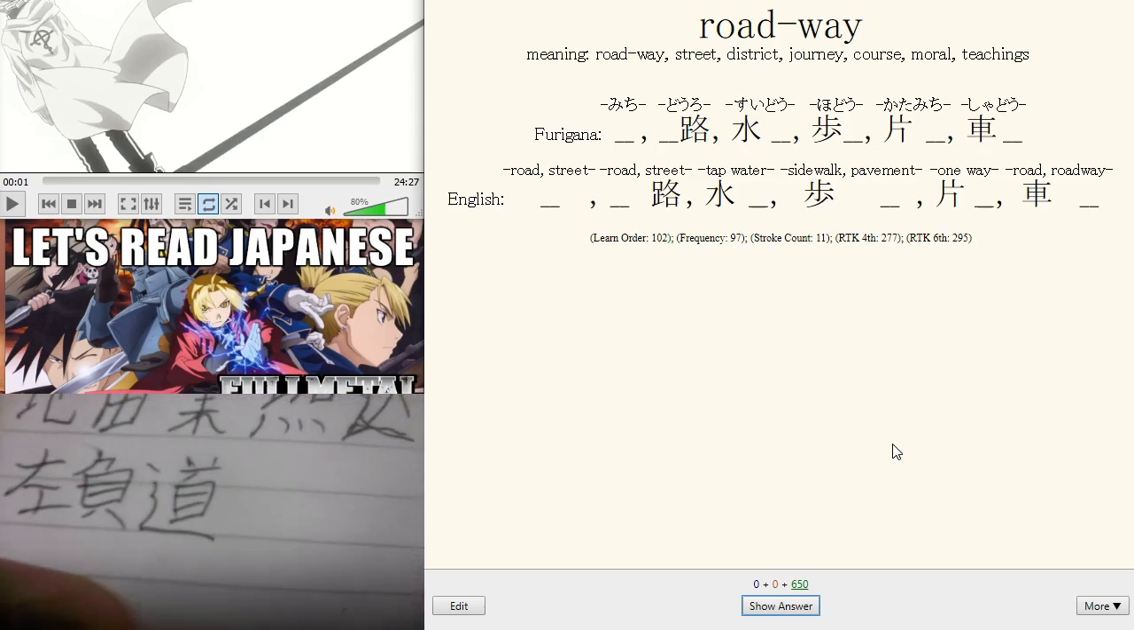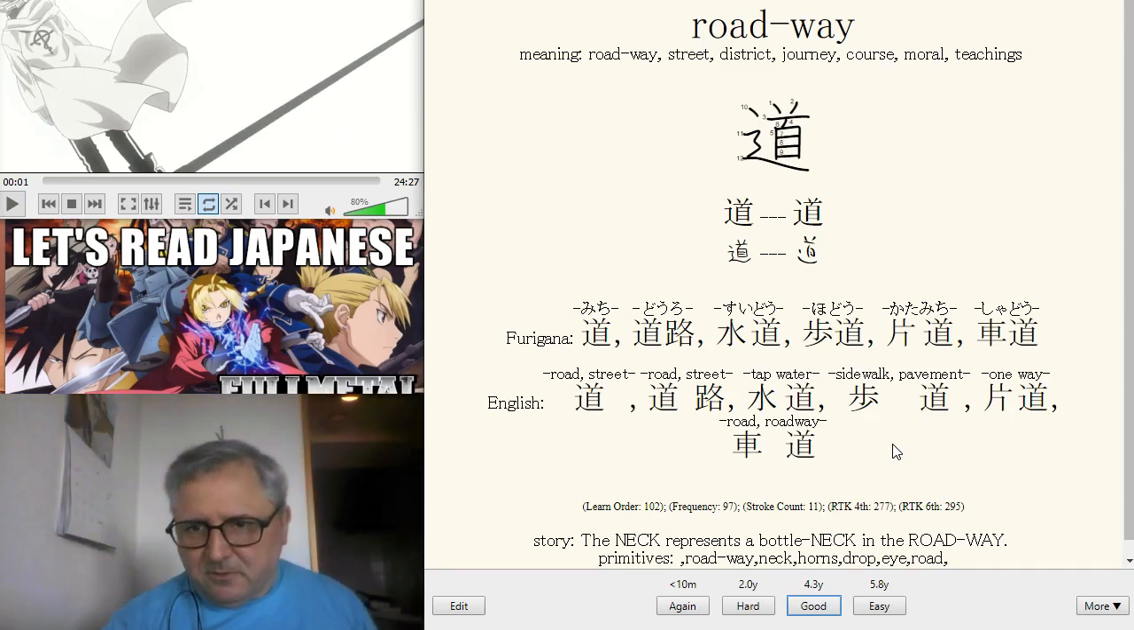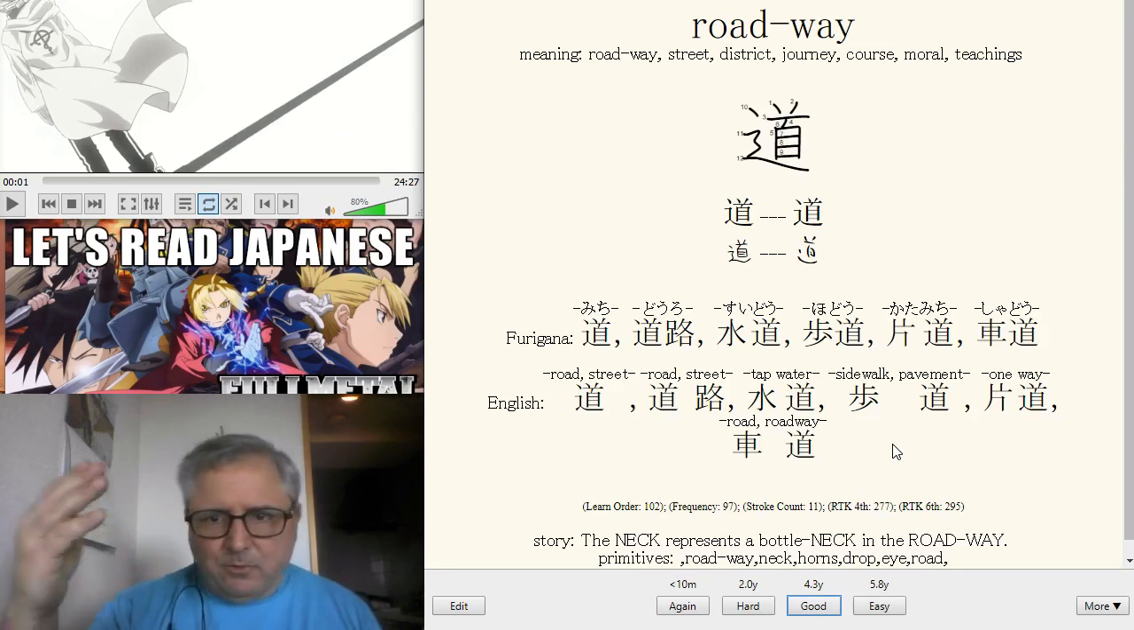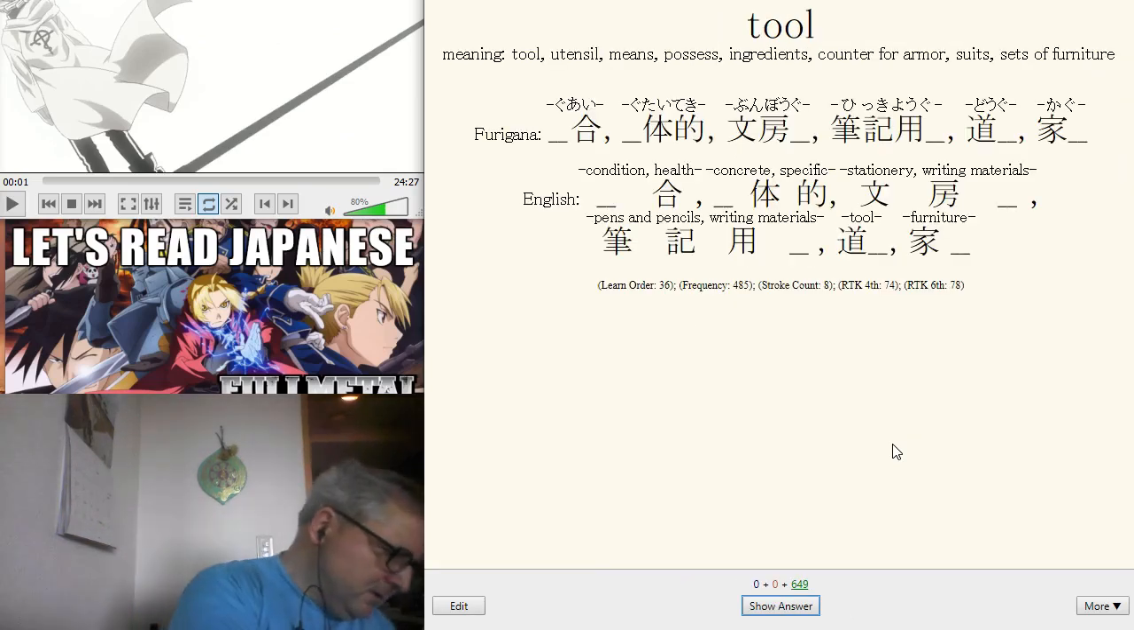It's the do of Aikido, Judo. Okay, cool. So we got michi, road; dōro, road; suidō, tap water; hodō, that's a walk, sidewalk, right? Yeah, sidewalk. Katamichi, one way; and shadō, that's also road. Okay, dōgu, tool.